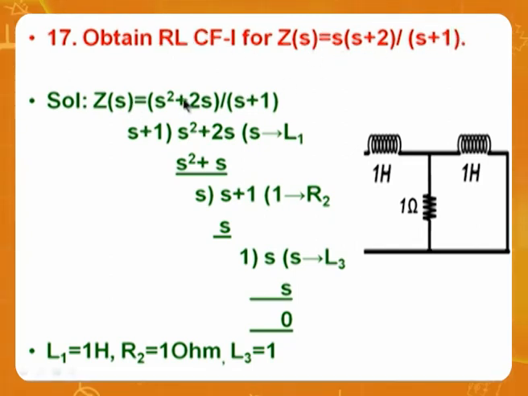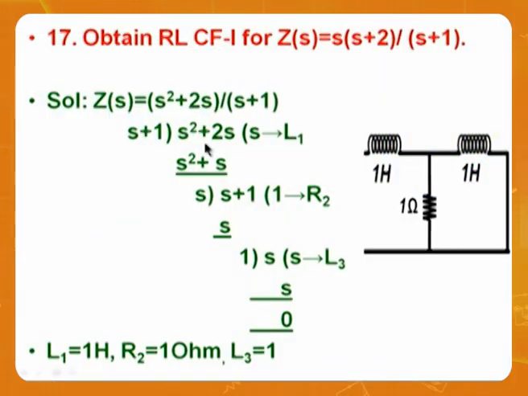Next, obtain RL Cauer form for Z of s in this way. Very simply convert that into a polynomial. As I said, Cauer form 1 is for descending. So descending means what? s squared plus 2s plus 1. You divide with this, with that one, again put here, 1 comes here, then 1 comes down here, put that s here, 0. So 1, 1, 1, 1, 1, 1. So this is called Cauer form. Good. So very simple, the standard procedure, we don't need to repeat again and again.